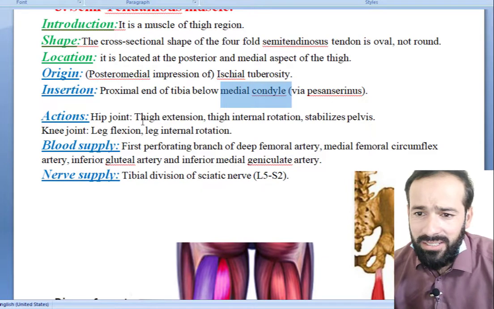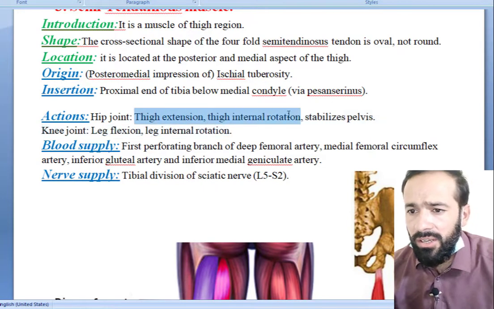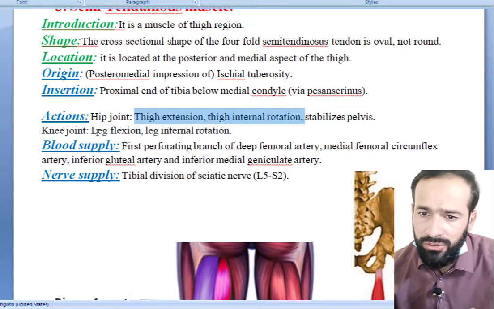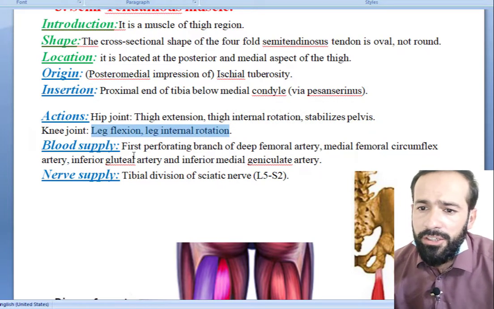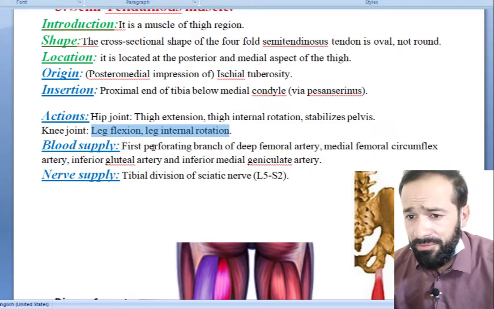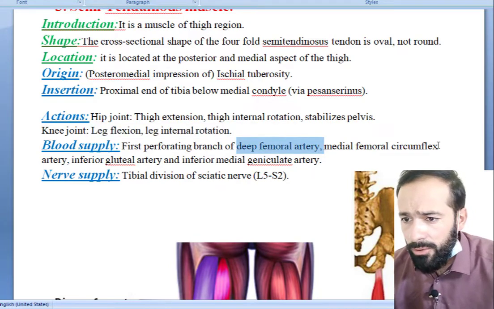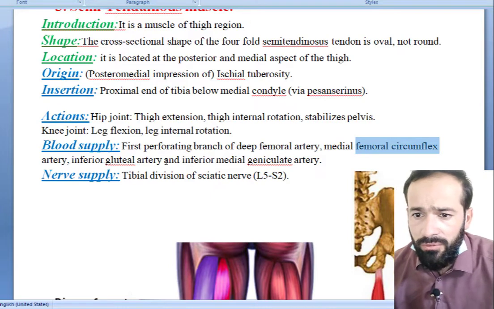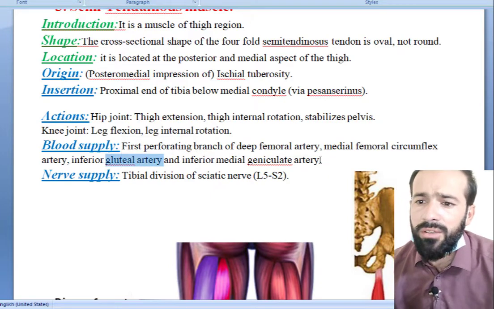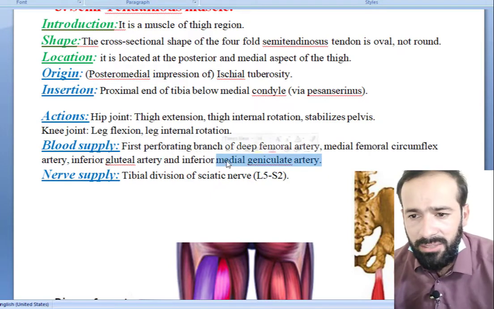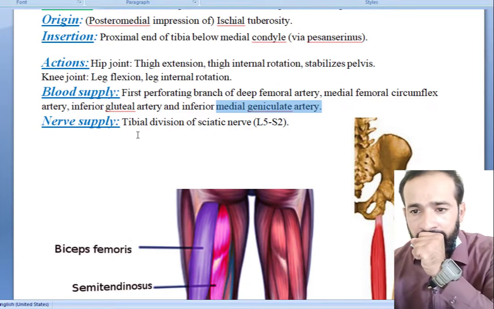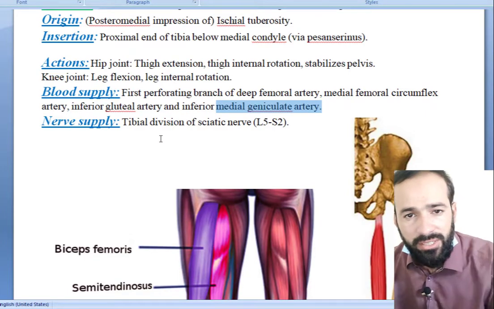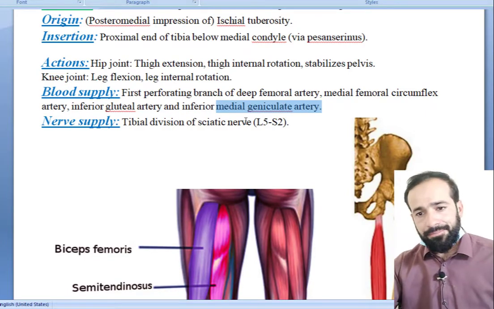What are its actions? Again, thigh extension, thigh internal rotation, and at the knee joint, leg flexion and internal rotation. These are the movements. Its blood supply comes from the first perforating branch of the deep femoral artery, medial femoral circumflex artery, inferior gluteal artery, and inferior and medial geniculate arteries, and it is innervated by the tibial division of the sciatic nerve. Again, sciatic nerve.